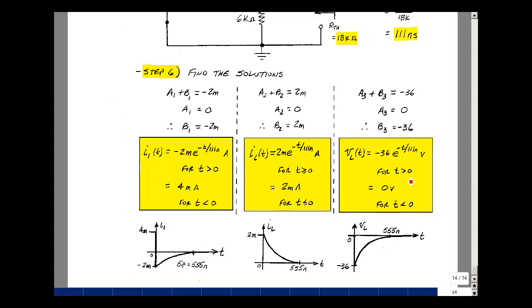There's a discontinuity. For t less than 0, we have 0. When t is equal to 0 plus, we drop down to minus 36, and then this term will die out in 5 time constants, so I'll go back to 0. And this is supplemental problem 510.